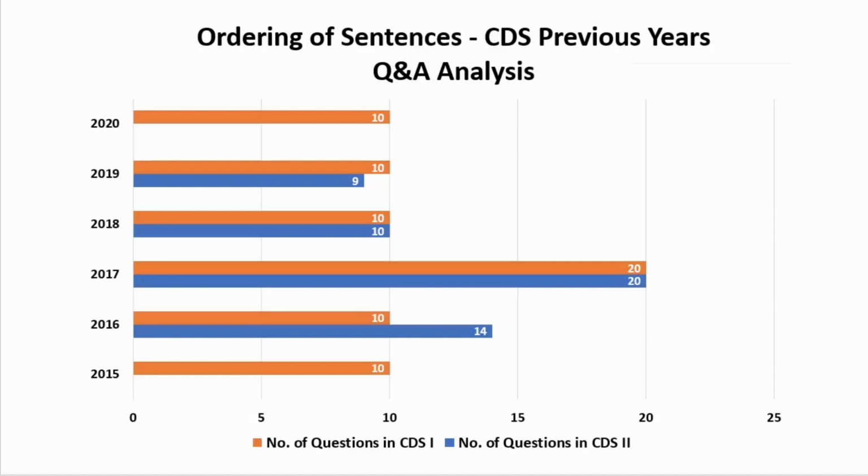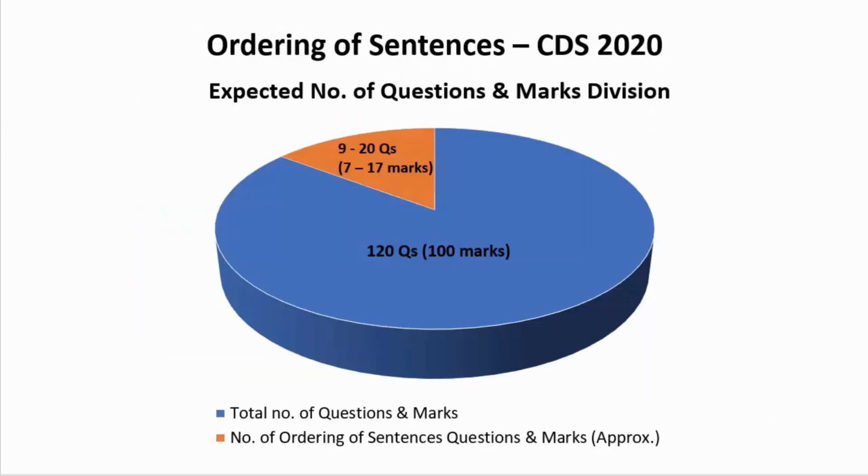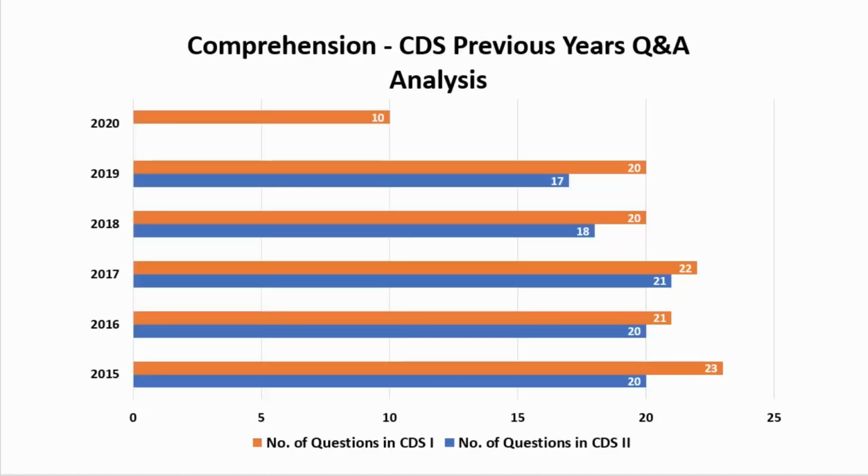Moving on to ordering of sentences, as you can see, 10 is the average number of questions that have come for the last 5 years, 6 years if you take 2020 CDS 1. But the largest number of questions that came was in 2017. Both in CDS 1 and CDS 2, 20 questions came from ordering of sentences. So on average, the expected number of questions from ordering of sentences will vary from 9 to 20 questions, carrying 7 to 17 marks.